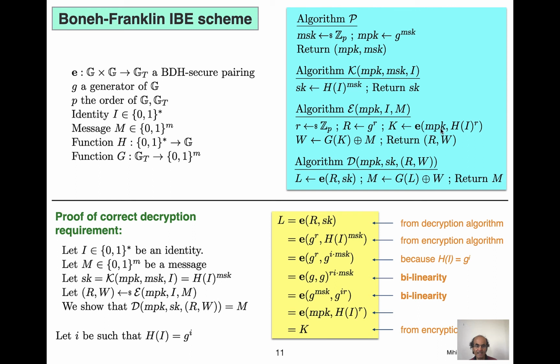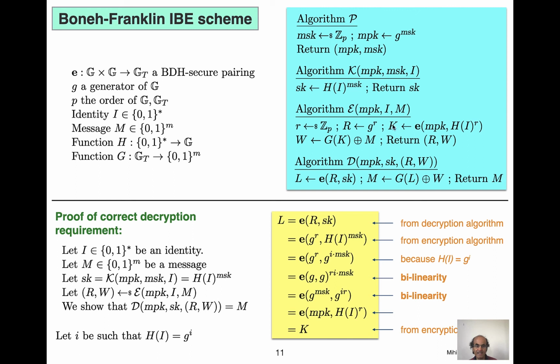You take the master public key, then you take the hash of the identity and raise it to a random power. And those two things, which are both elements in the first group, you pair. And that's your K. In the ciphertext, you put this W, and you also put g^r, the same power as you have here, so that some function of that r is available for decryption. Okay.